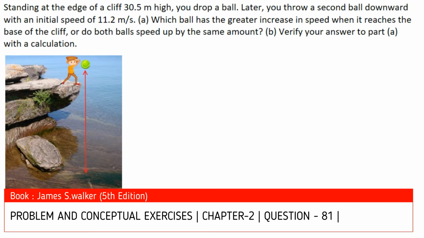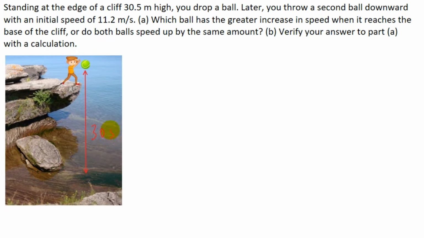Now here it is given that you are standing on the edge of a cliff which is 30.5 meter high. So this distance is 30.5 meter high. Now you drop a ball from the edge of the cliff, and later you drop another ball from this same edge with the initial velocity 11.2 meters per second.